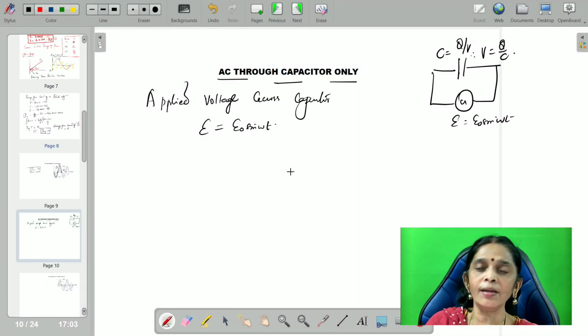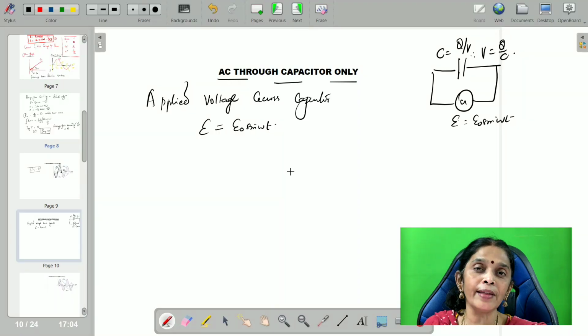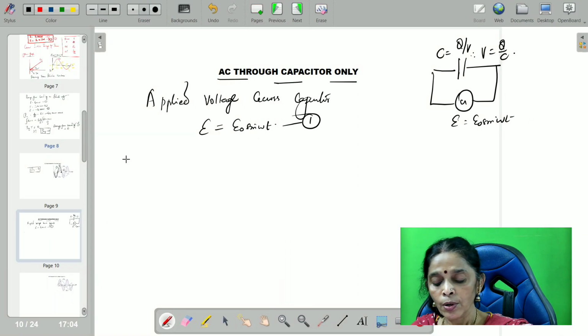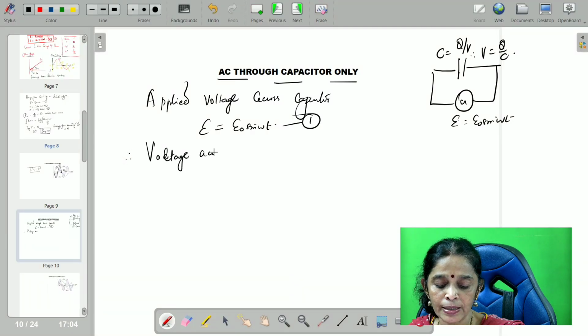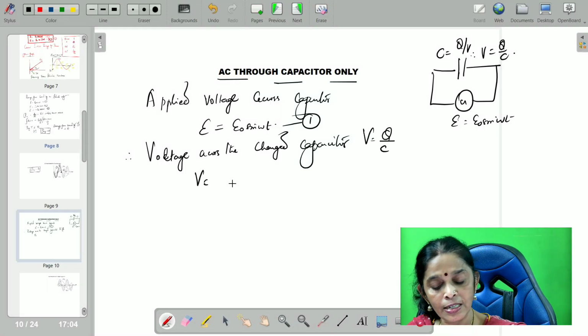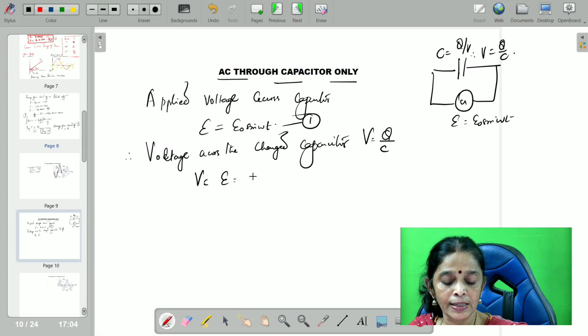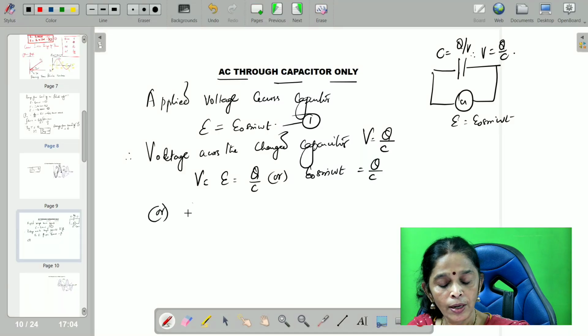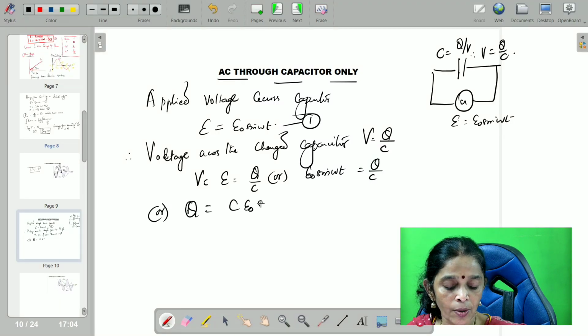Yes, because in all the cases, always see to it that you are applying a sinusoidal AC voltage. Now, voltage across the charged capacitor is V equal to Q by C. So I can write V is equal to E is equal to Q by C, or E naught sin omega t is equal to Q by C, or Q is equal to C into E naught into sin omega t.